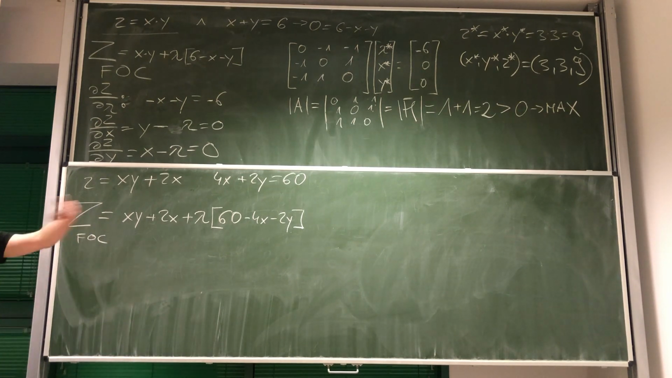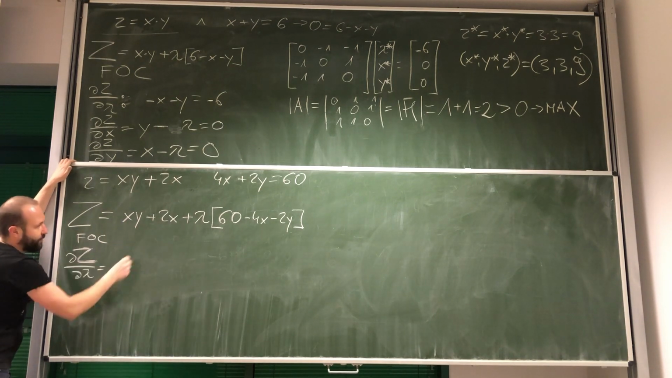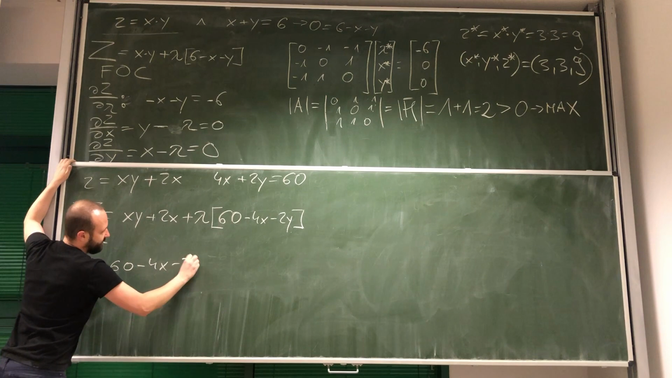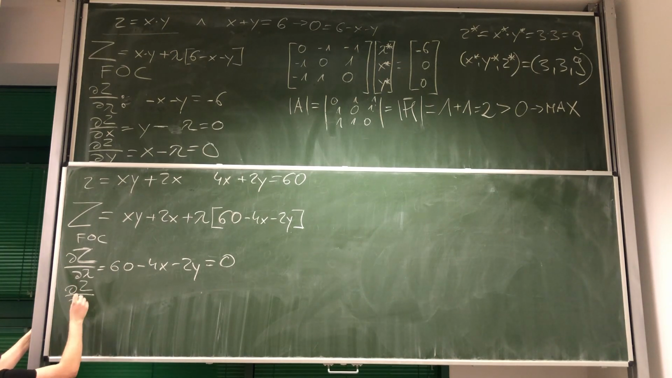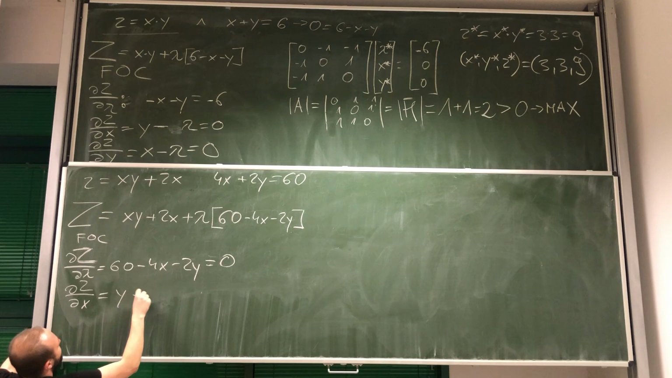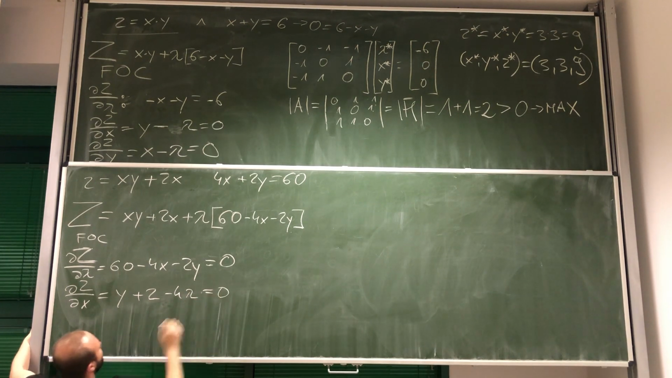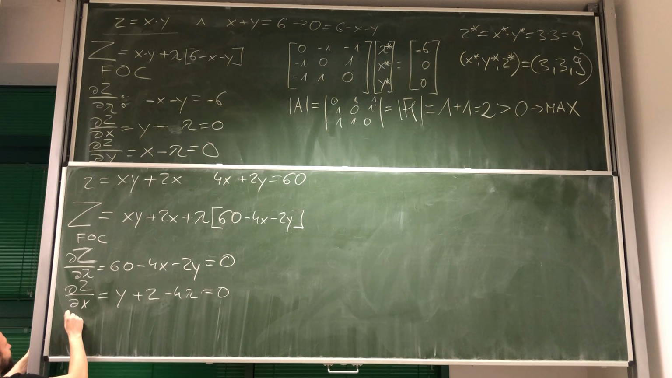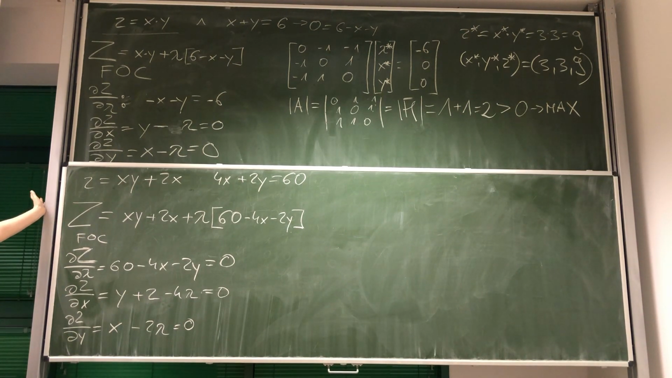First order condition tells us to differentiate capital letter Z, first with respect to lambda, which gives us repetition of the constraint, 60 minus 4x minus 2y equals 0. Then we differentiate the Lagrange function with respect to x, which gives us y plus 2 minus 4 lambda equals 0. Now we differentiate Z with respect to y, and we get x minus 2 lambda equals 0. And again, we get a system of three linear equations with three unknowns.